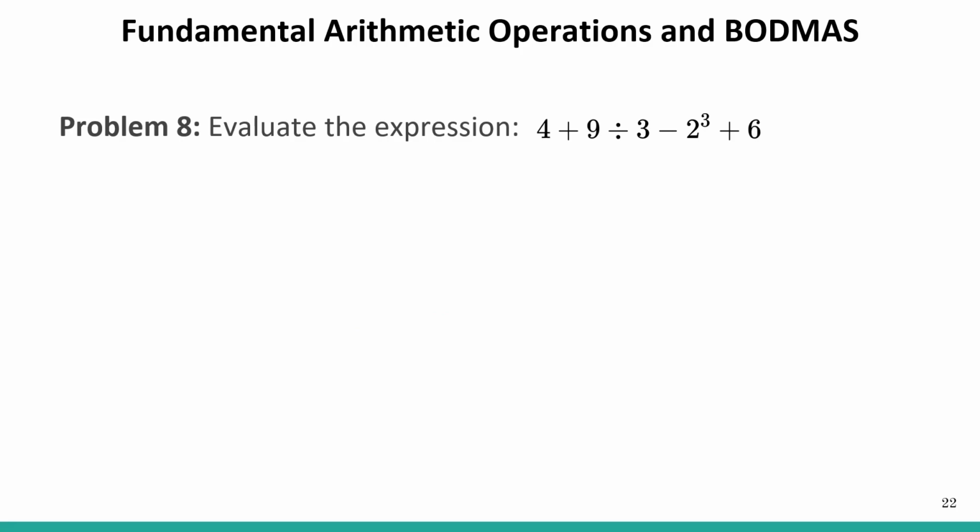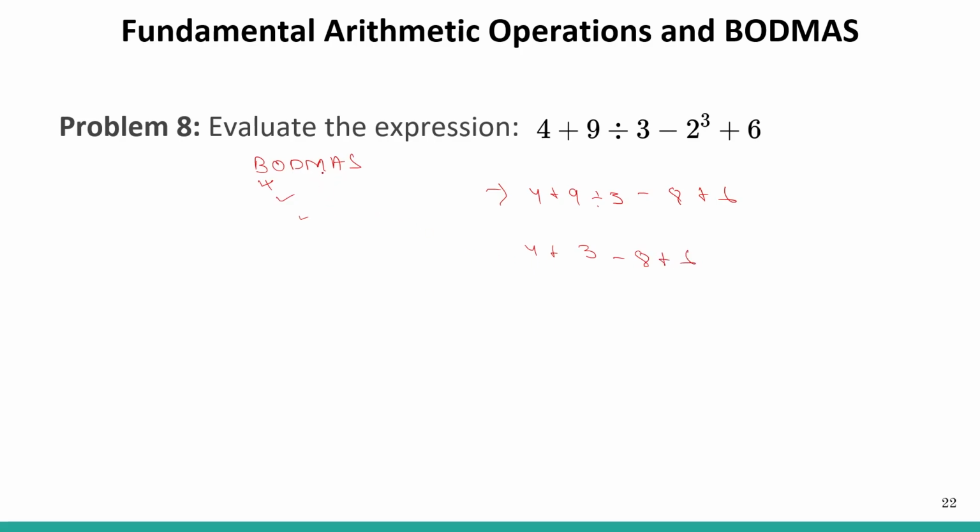So evaluate the expression 4 plus 9 divided by 3 minus 2 power 3 plus 6. We'll again use the BODMAS rule. Are there any brackets? No. Are there any exponents? Yes. So let's solve it. So 4 plus 9 divided by 3 minus 8 plus 6. So this was done. Now let's go for division. Is there any? Yes. So 4 plus 9 by 3 is equal to 3, minus 8 plus 6.